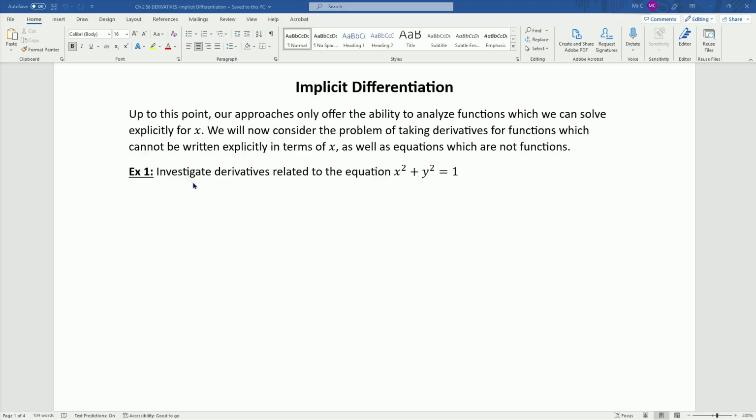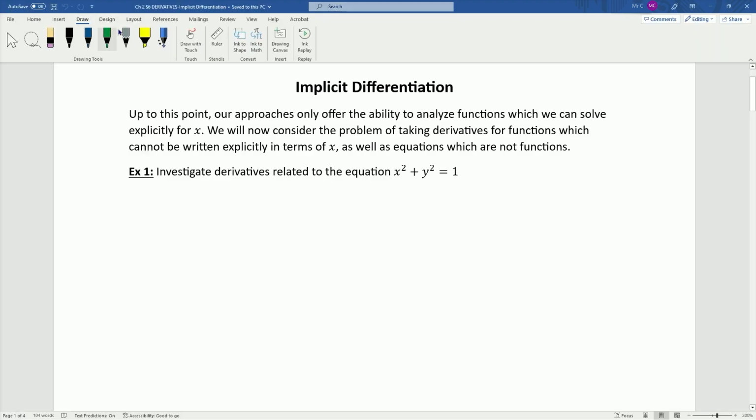The first thing we're going to do is investigate derivatives related to the equation x squared plus y squared equals 1. First of all, let's take a look at the graph of this. This is the equation of the unit circle, the circle with radius 1 centered at 0, 0. And of course, this doesn't pass the vertical line test. It is not a function. So that means that we can't directly take derivatives for this thing.